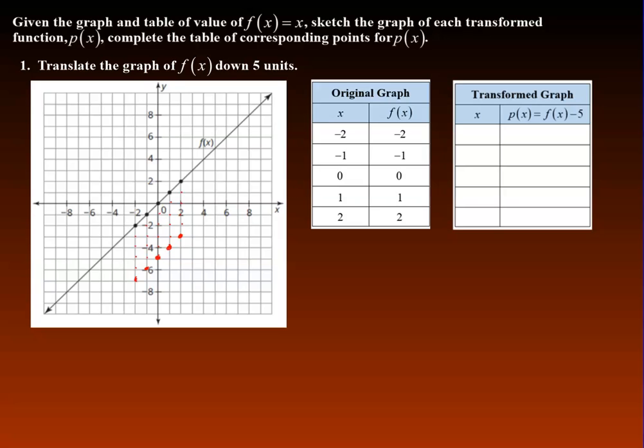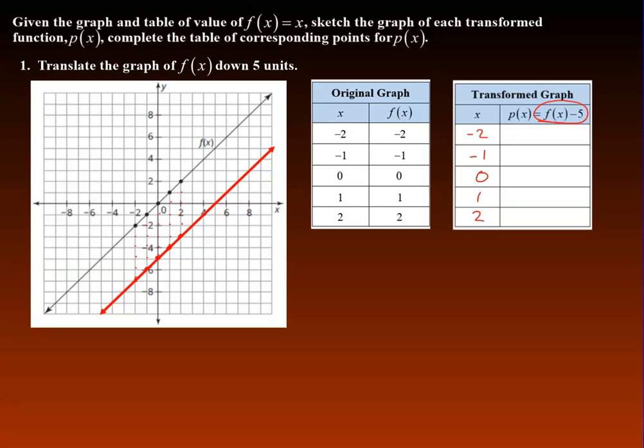So we move the whole entire line down 5 units. It moves every single point on that line down 5 units. So what does that look like on our table? Now that I've drawn the graph out for you, let's look at what it looks like on the table. So our x values don't change. But our y values all went down by 5. In other words, we subtracted 5 from it. So that's what this says right here. We're taking the f of x function and we're subtracting 5 from it.